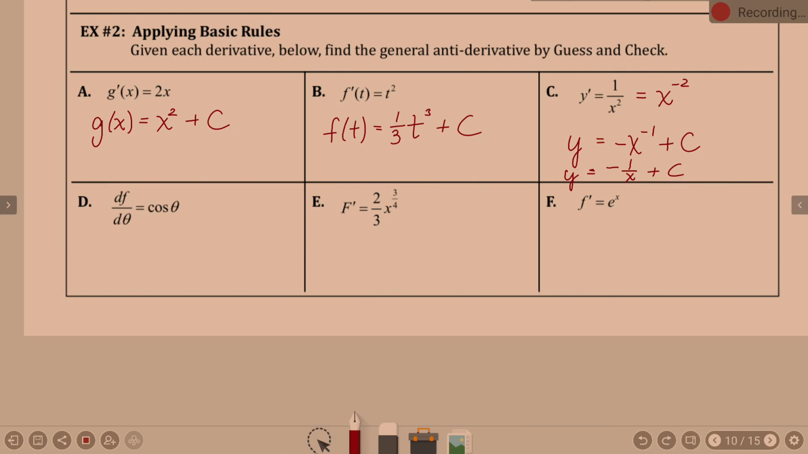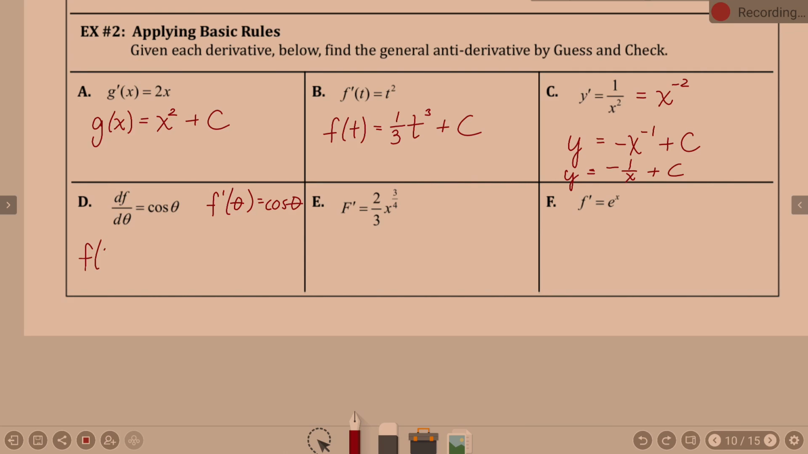Okay, now, D: df d theta equals cosine theta. First of all, df d theta, that's fancy speak for what? F prime. F prime of theta is equal to cosine theta. Now, there's not a rule here, so to speak. You just have to know what it is.